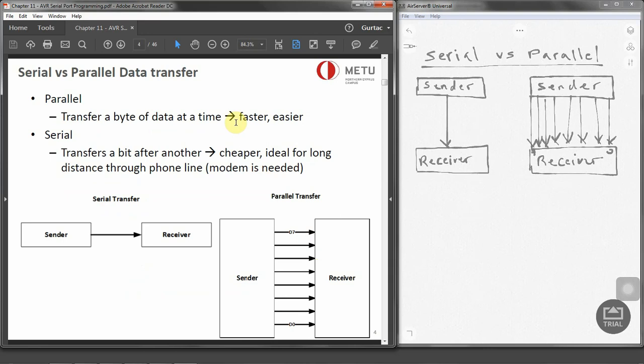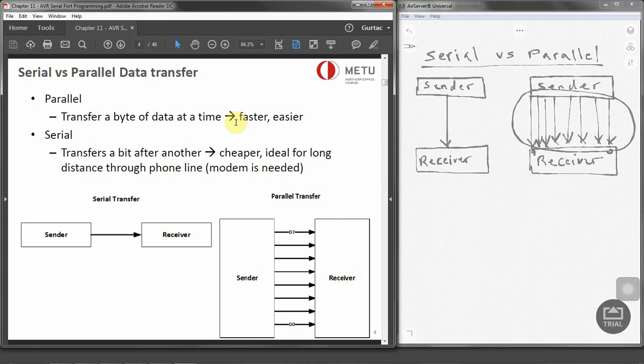So what do we mean by long distances? When you consider parallel data transfer, we need a cable with 8 or more lines. So generally the parallel data transfer happens with 8 or more lines, or wire conductors. And they have to be not too long. The cables shouldn't be too long, because if they are, it causes distortion or noise problems, which affects the signal transmission.